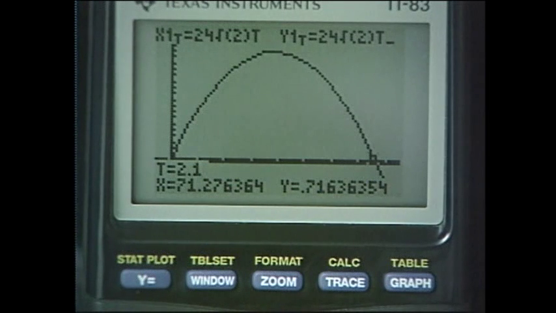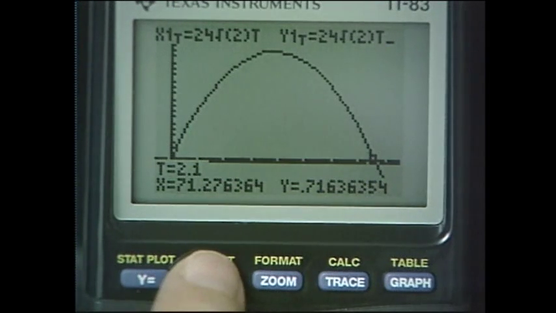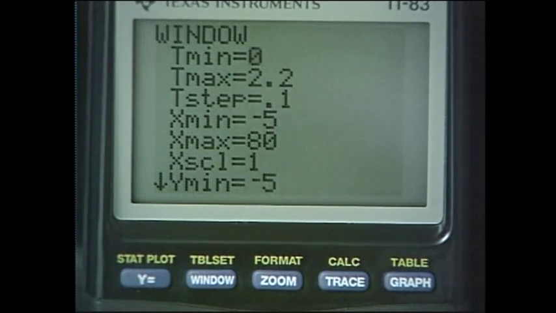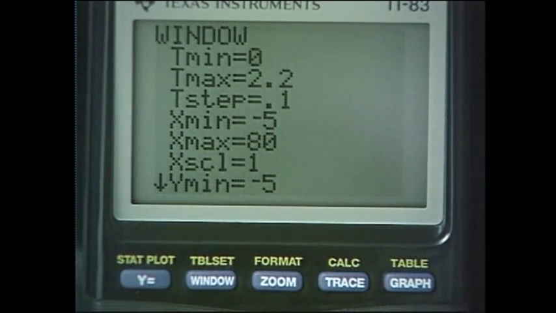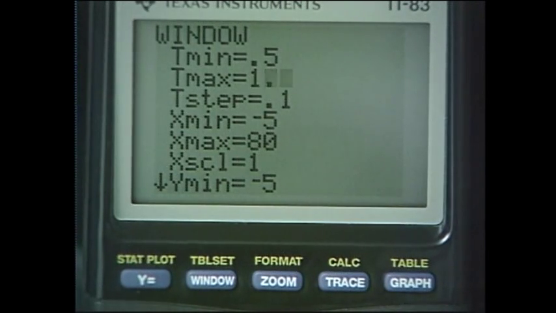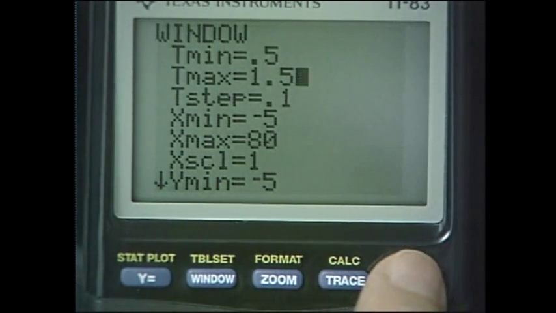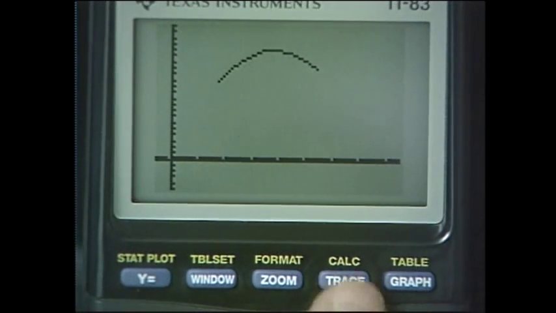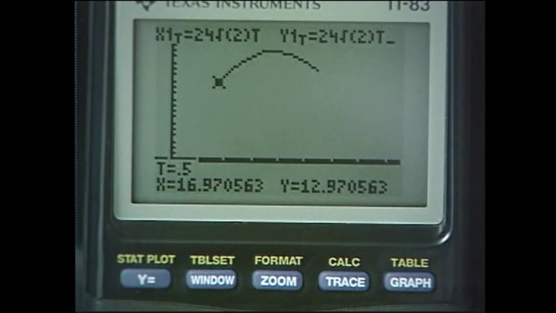Before we investigate a little more accuracy, let's go back to the window settings, and I'd like to show you something. I want to show you what happens if we set the t minimum at 0.5 and then let's say at 1.5 and graph. We're just getting a portion of the graph here, and pressing trace, here is t of 0.5, and as I cursor to the right, as far as I can go, I can't go any further than a t value of 1.5.